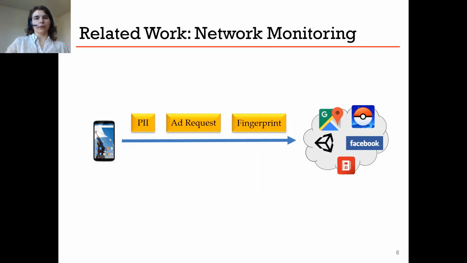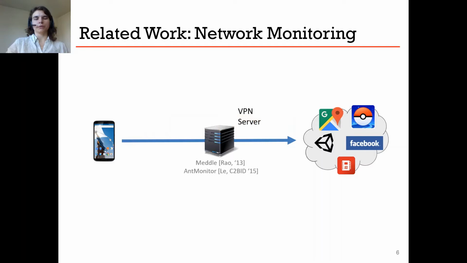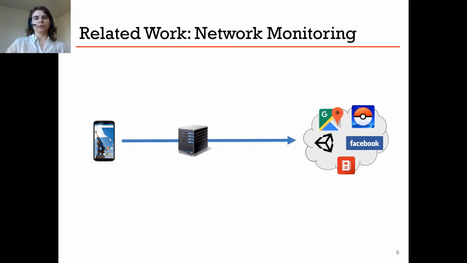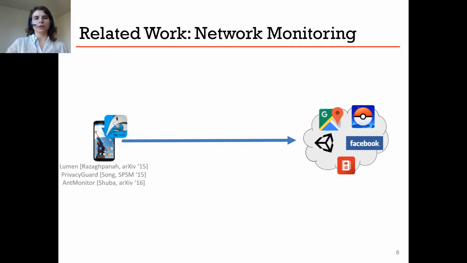So what can be done about these things? There have been several approaches in prior art. Here I will focus on one that is most closely related to ours, which is a network monitoring approach. And the idea here is that we can place a VPN server on the network path, inspect the traffic, and then block it as we see fit. This was done in Meddle and in our own prior work called AntMonitor. Future works have explored the opportunity to remove this VPN server and do the VPN interception on the device alone. For instance, Lumen, Privacy Guard, and a later version of AntMonitor.